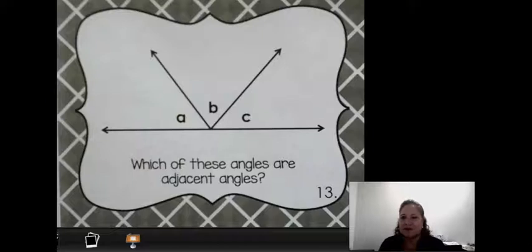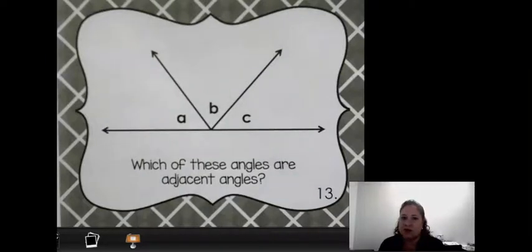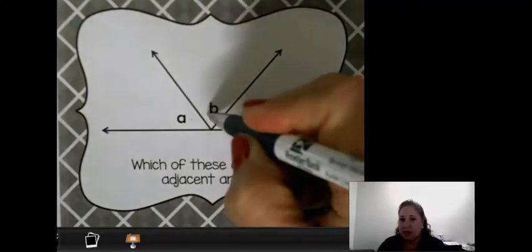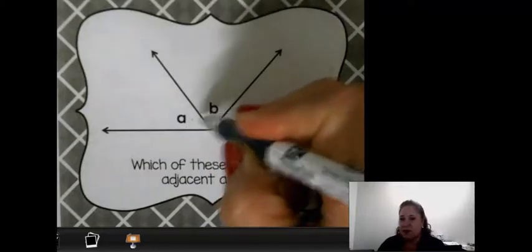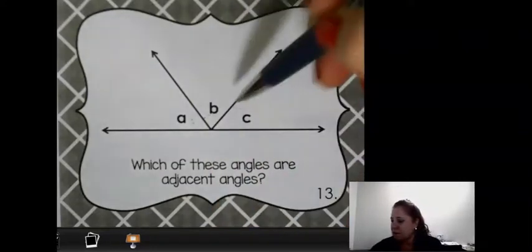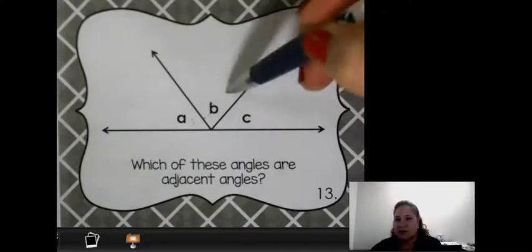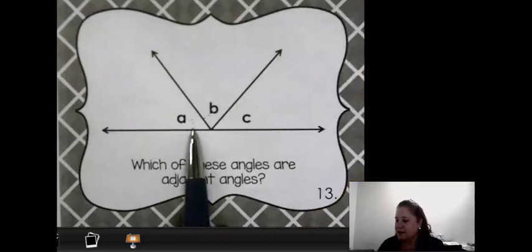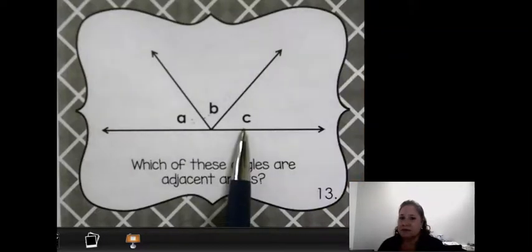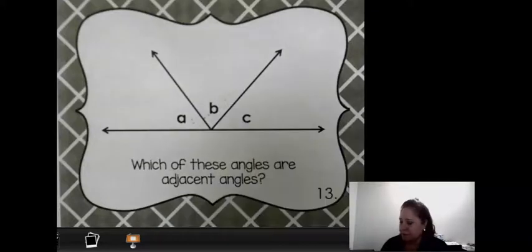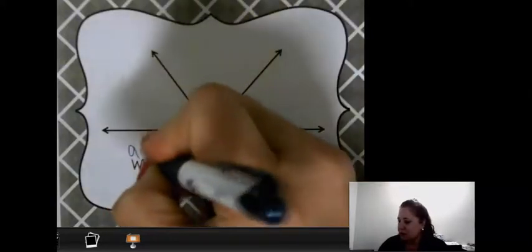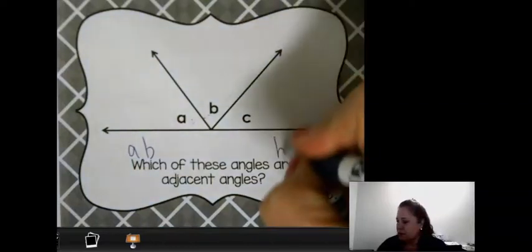Okay, let's try something a little different. This question asks us which of these angles are adjacent angles. If you remember, adjacent means right next to. So which of these angles are next to each other? Which of these angles are adjacent? So A and B are adjacent. They're next to each other. B and C are adjacent. They are next to each other. But A and C are not adjacent. Okay, so which ones? Angles A and B, and angles B and C.